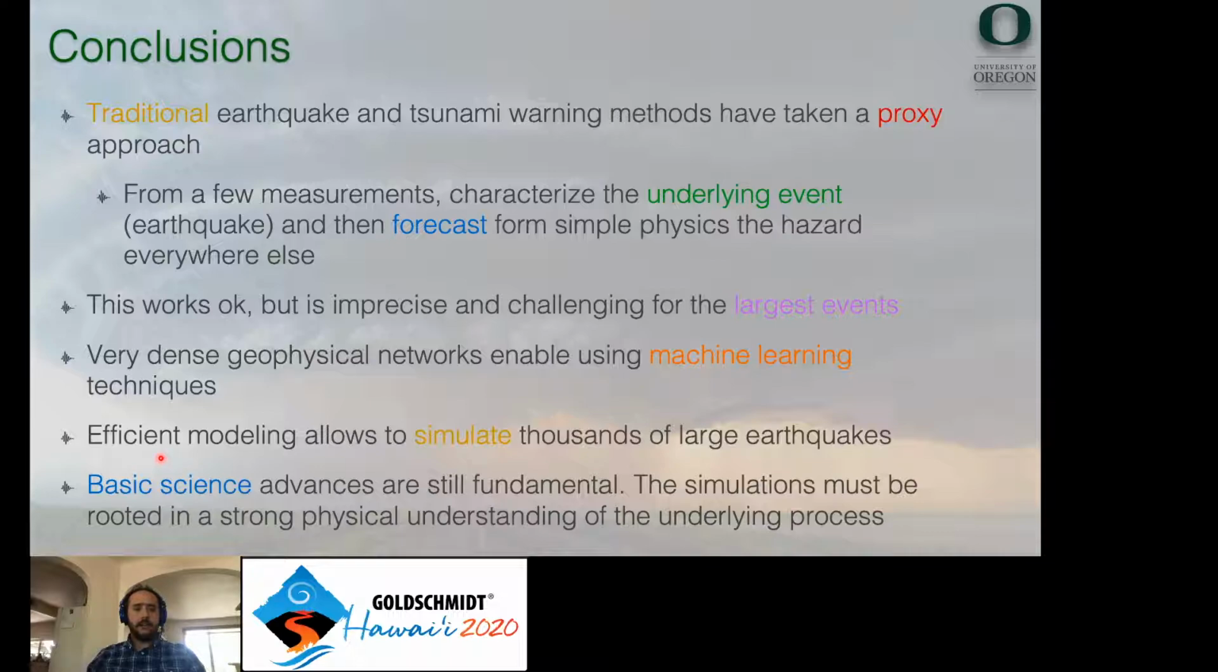Basic science advances are still fundamental because the simulations are only good because they're rooted in a strong physical understanding of rupture physics. That science needs to be correct for the models to make sense and for the machine learning algorithms to make sense. So we still need to make a lot of progress there.